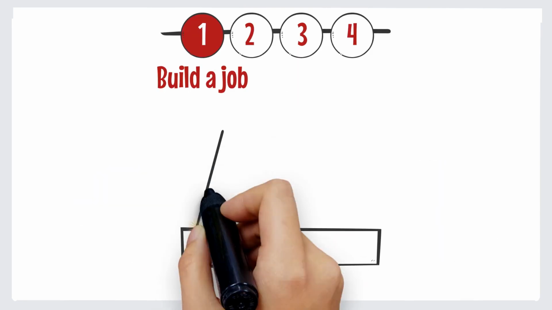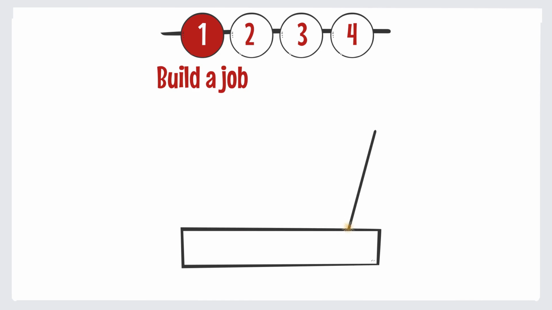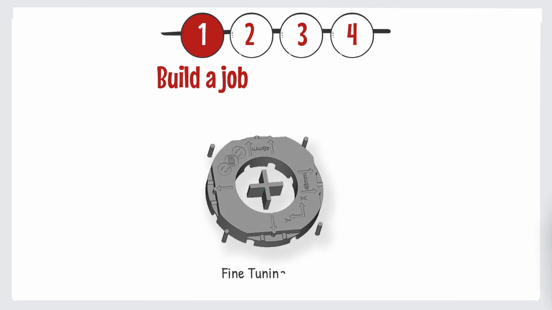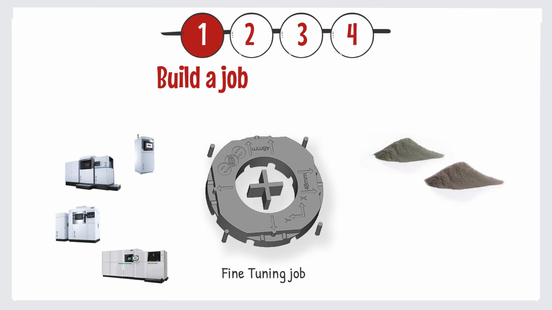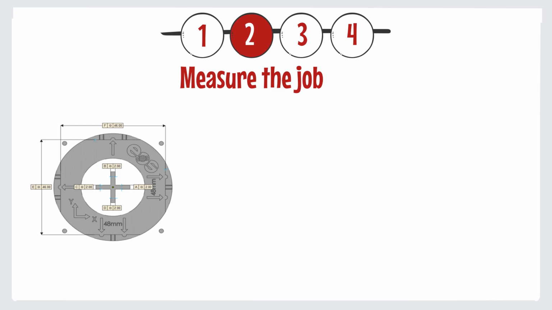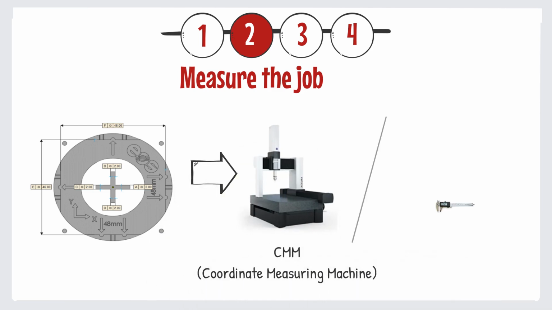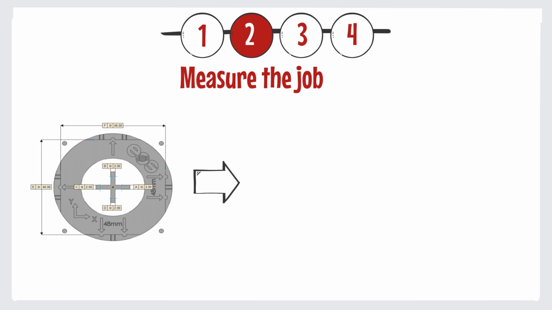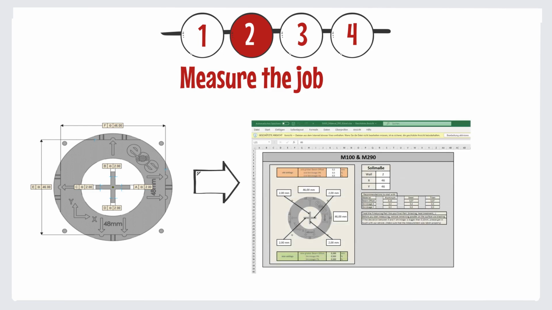That's why the first step is to build a job so that we can measure the beam offset later on. There is a specific fine-tuning job for this purpose, which is used for all systems and all materials. The job is then being measured with a CMM, but also a caliper will do. You need to measure to an accuracy of at least 1/100th of a millimeter. The measured values are typed in an Excel sheet which calculates the beam offset.